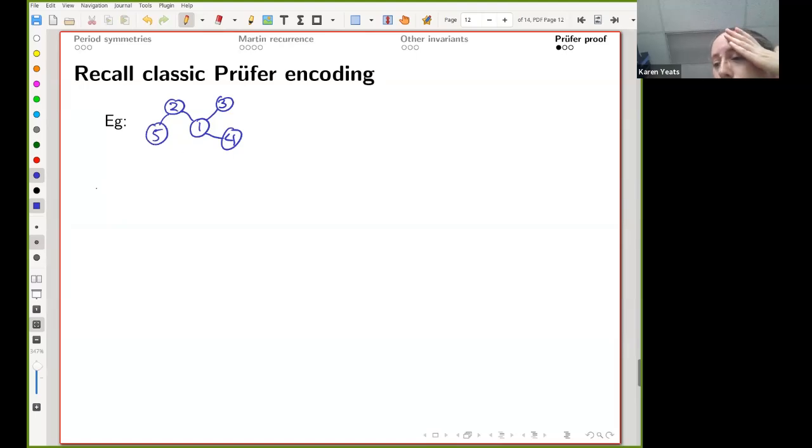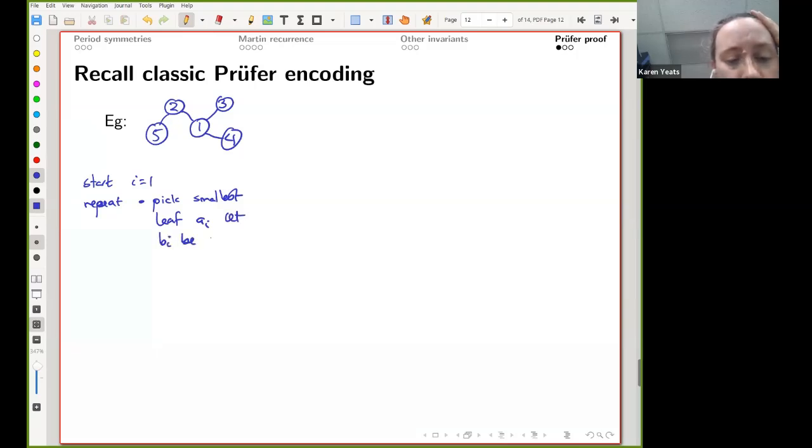And now what do we do to make the Prüfer code? We're going to start with i equals 1, and then there's a thing that we repeat. And what is the thing that we repeat? We're going to pick the smallest leaf that's left. And that's smallest in terms of the labels. So you do need a total order on your labels to do a Prüfer encoding. So pick the smallest leaf. We're going to call it a_i. And we're going to let b_i be the neighbor. And now what am I going to do? I'm going to remove a_i from the tree and increment i. And then what is my Prüfer code? It is just the b's.